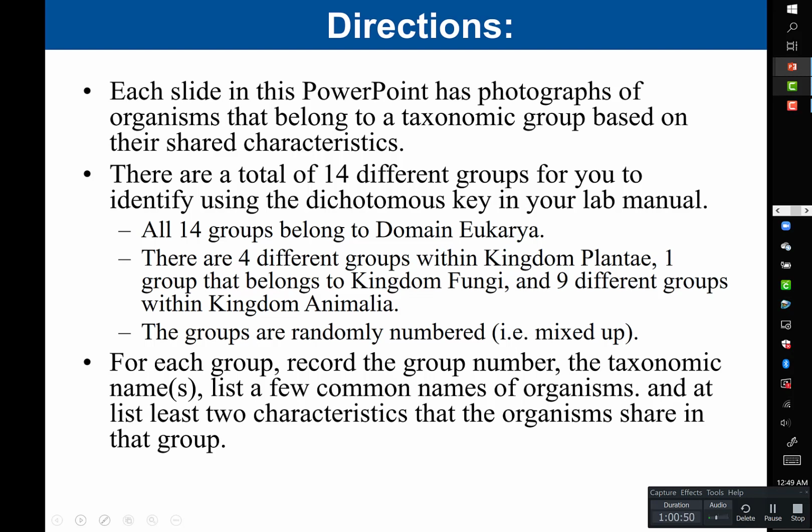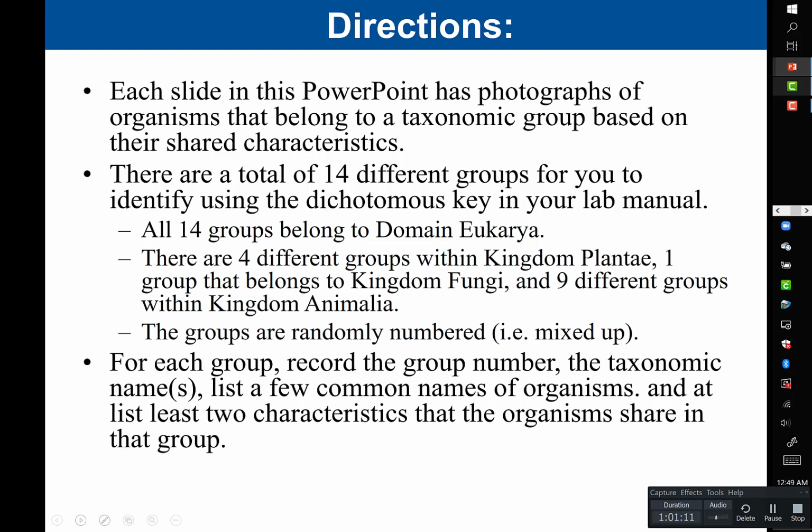All 14 groups belong to domain Eukarya, right? Because again, I said you're not going to be able to classify things that are bacteria and Archaea. There's just no way. You're not going to be able to look at them to see what shared characteristics they have. So we have not used any of those. They will all fall under domain Eukarya.